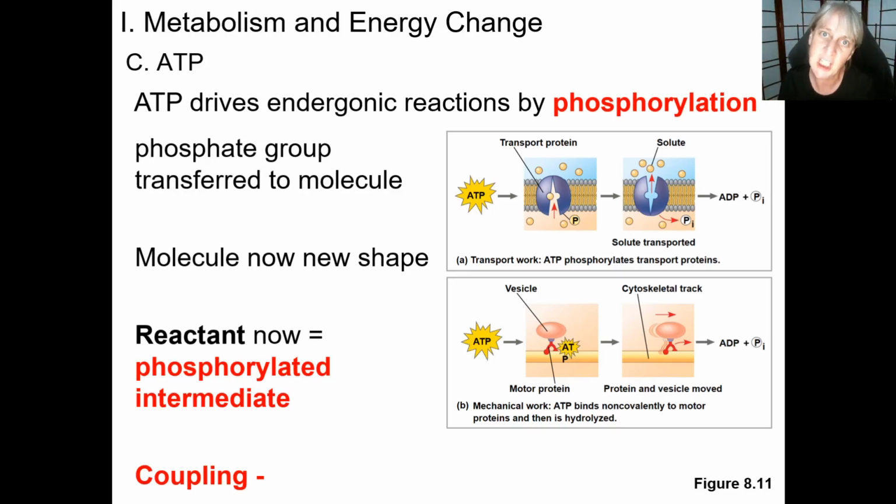It changes shape. The protein or the reaction that we want to add energy to is coupled. We say that they're coupling to the ATP. ATP is exergonic and provides the energy. The reaction that we want to do is endergonic, and it requires that energy.